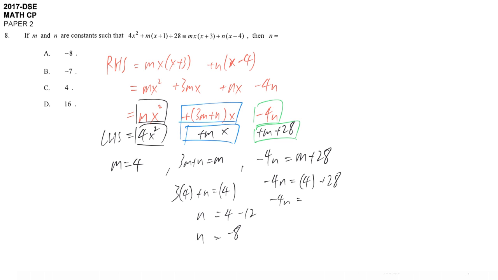Negative 4n is equal to negative 32. So n is equal to 32 divided by negative 4, n is equal to negative 8. We still get the same answer. So the answer is A.